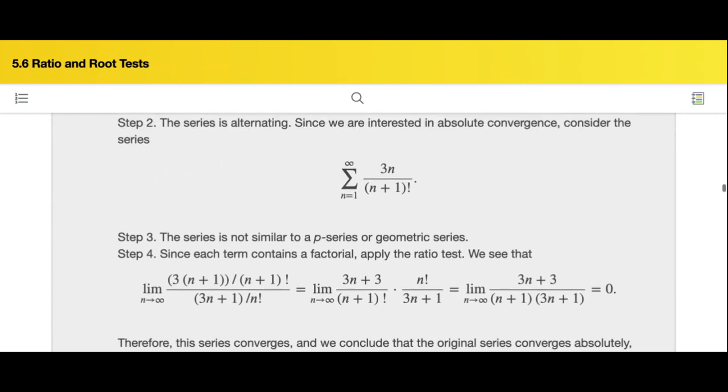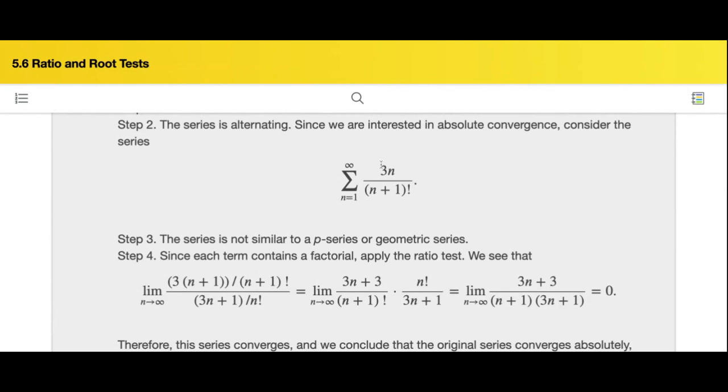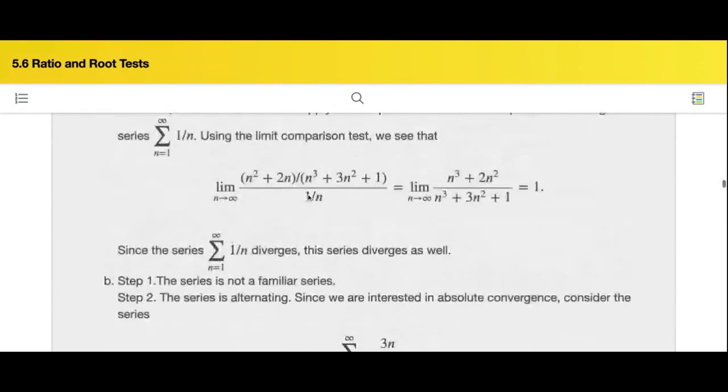Anyone has any questions? Sorry, that's just a typo here. So this should be 3n plus 1 in the numerator, n factorial in the denominator. And here it should be 3 of n plus 1, then plus 1. So this should be 3n plus 4. So that's the typo here.